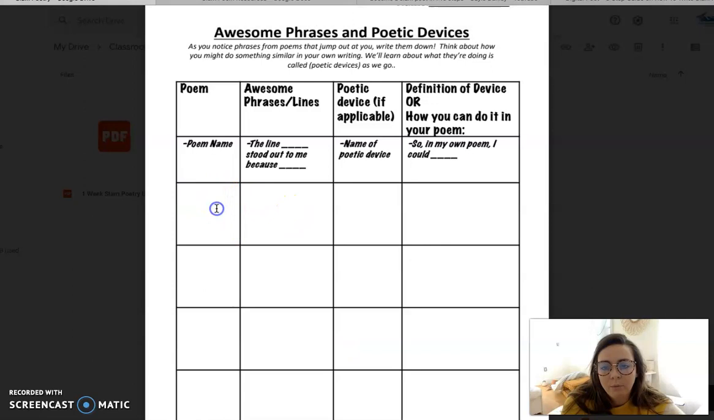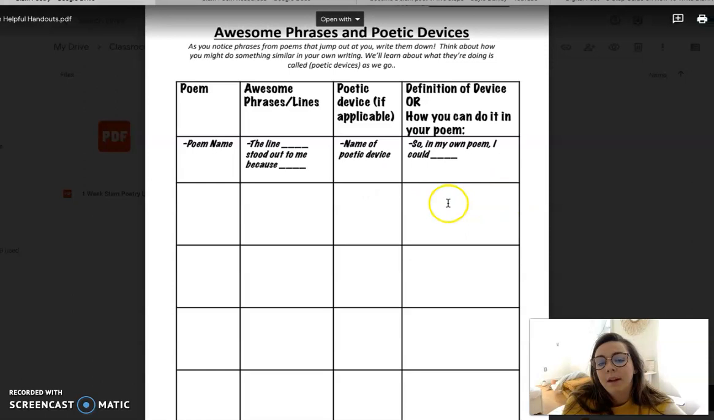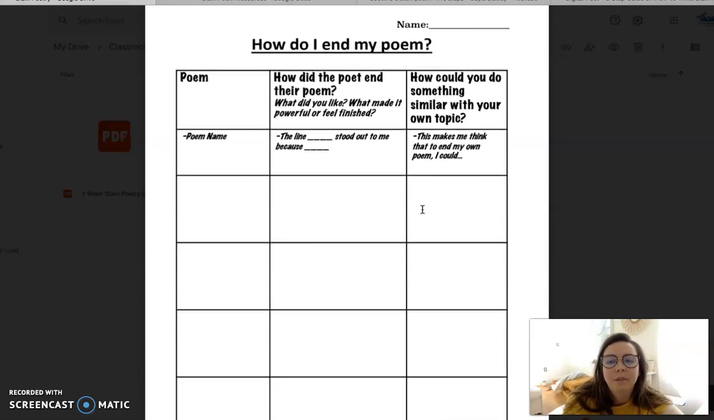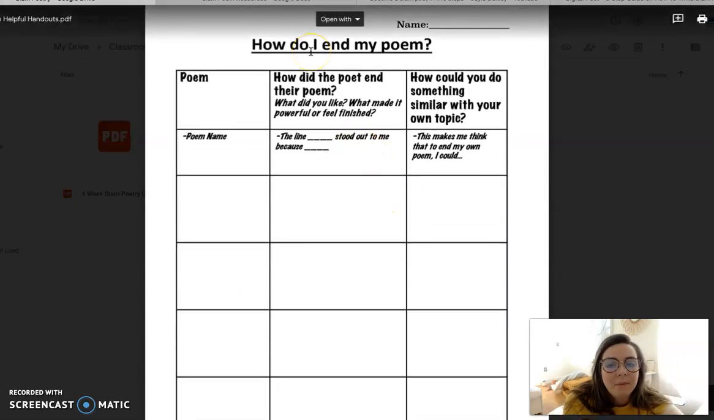You would watch a slam poem, write the poem name here. This line stood out to me. What is the poetic device they used? Okay, did they use a metaphor? Did they use imagery? And then in my own poem, I could incorporate this story by actions, right? By acting it out. I could incorporate this story by using the 5 senses, etc. And then how did I end my poem?